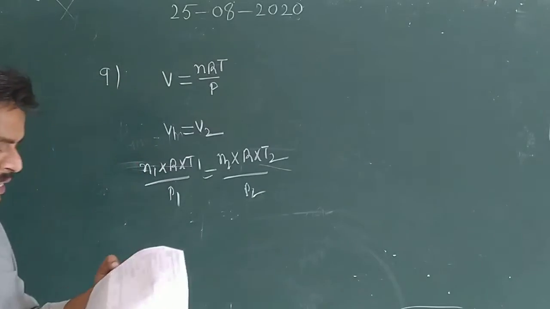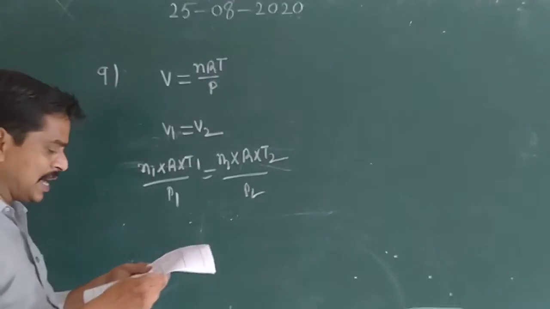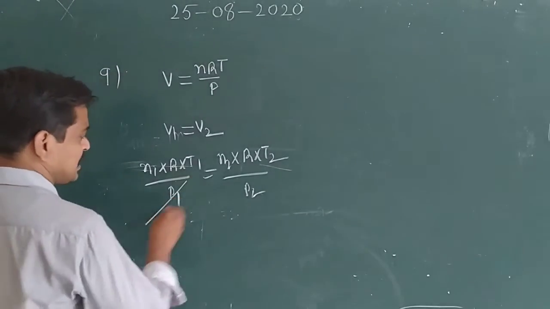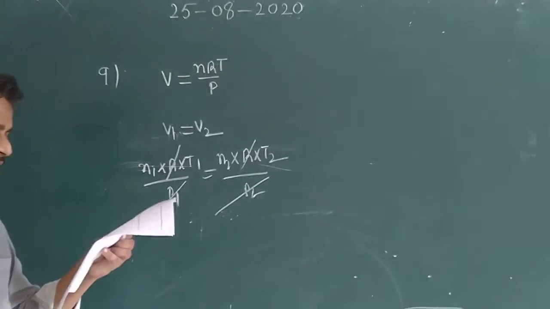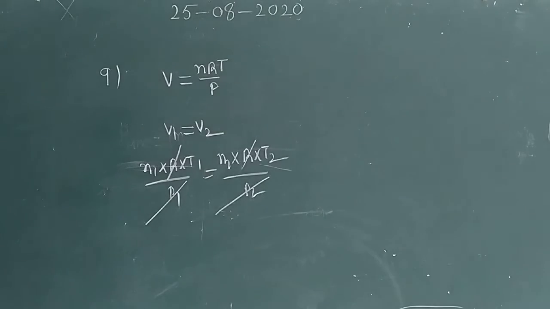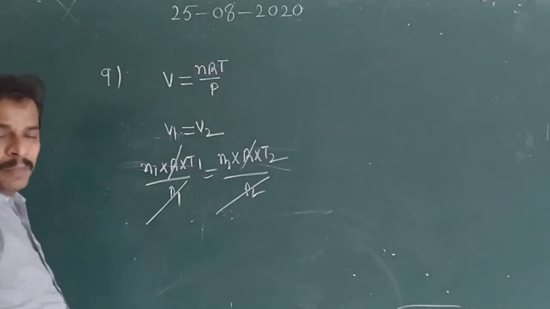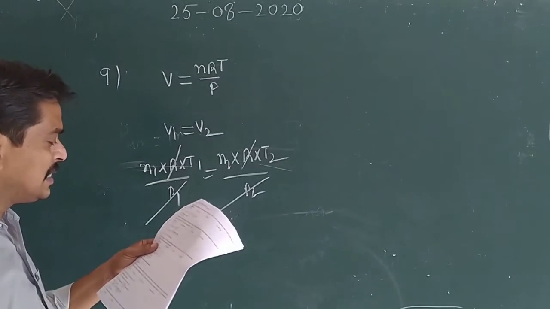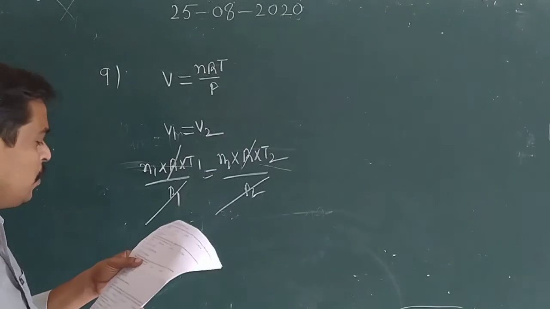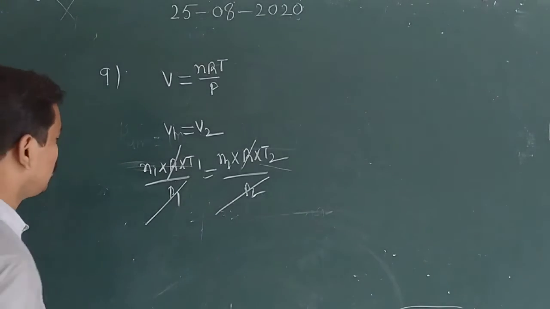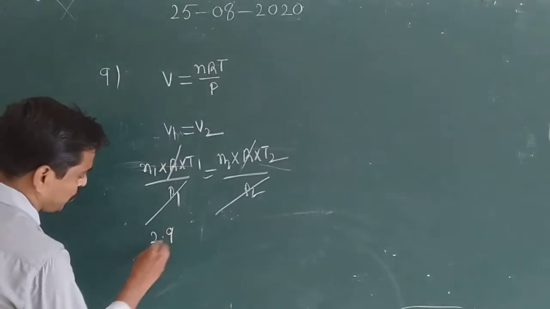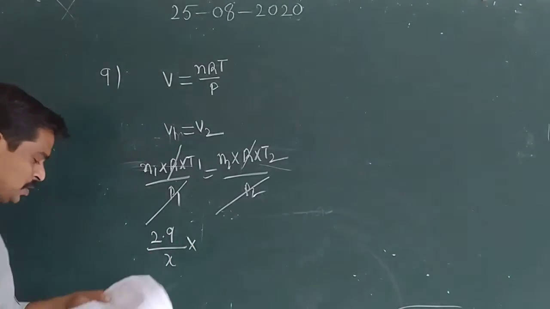Pressure remains the same, students. He said the same pressure is maintained, so it gets cancelled. R gets cancelled. n1T1 is equal to n2T2. n1 is weight by gram molecular weight. Listen students, in terms of the first substance, 2.9 grams of gas, so 2.9 by the unknown gram molecular weight.